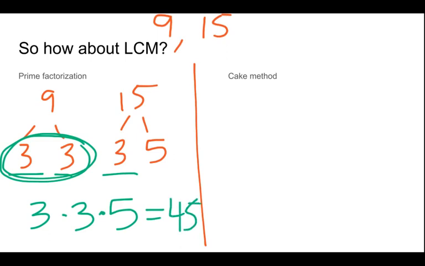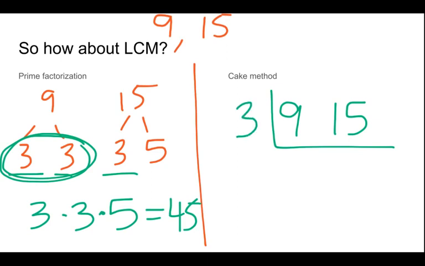Now I'm looking at the cake method again. Here's the other way we could draw it. I'm still just asking myself, what can I divide out of 9 and 15? I could divide a 3 out of both. So 9 divided by 3 is 3, and 15 divided by 3 is 5. They have a 1 in common now.